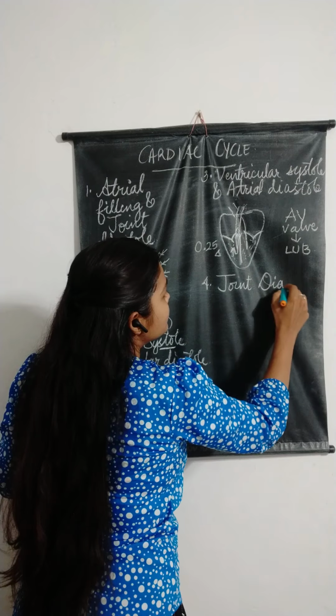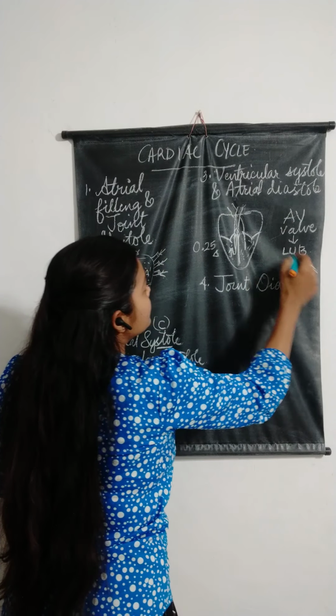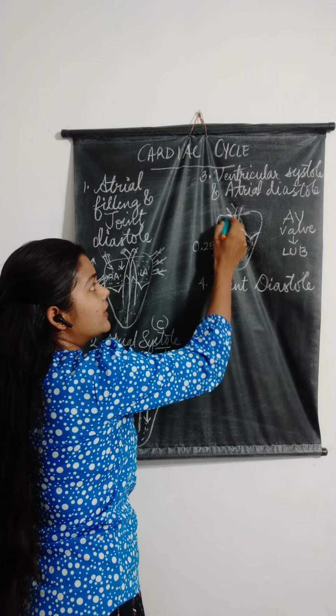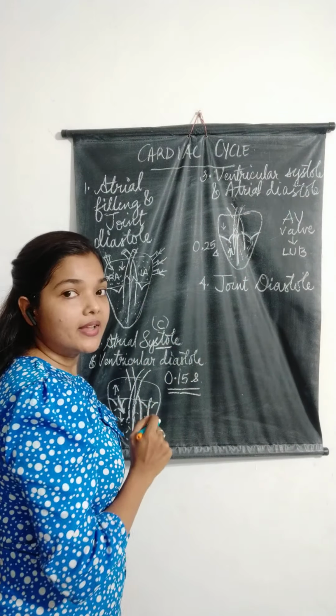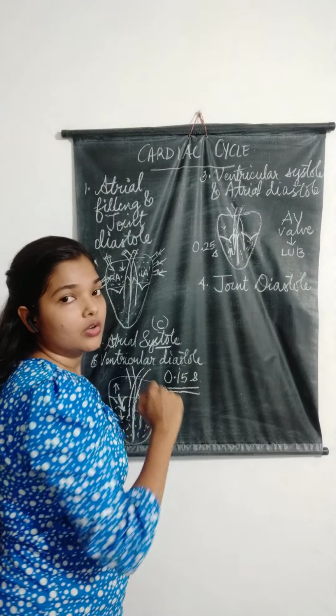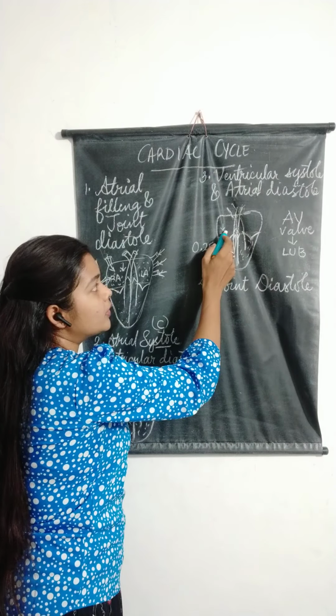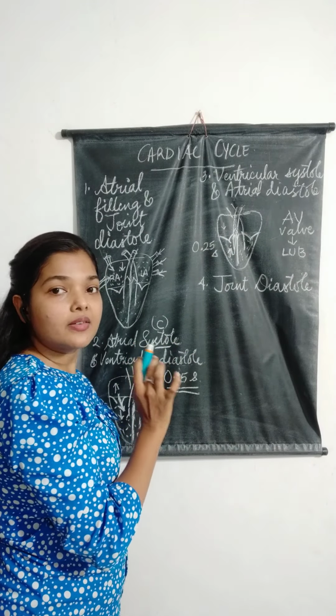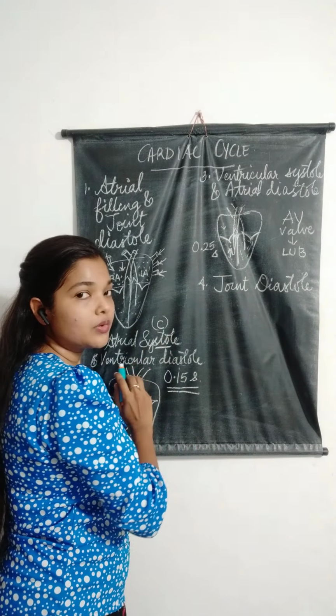By the end of this process, see here the pressure had decreased. In the atrium, the pressure had decreased. So we can consider the atrium to be going through diastole, that is, the muscles over here are relaxed. Ventricles are going through systole.